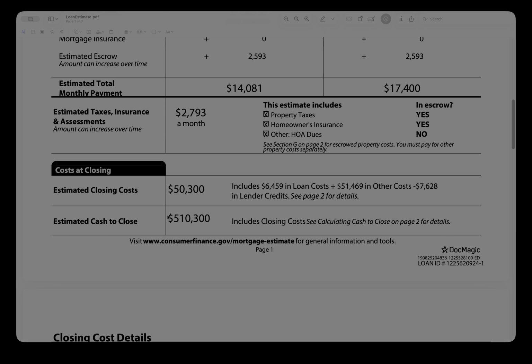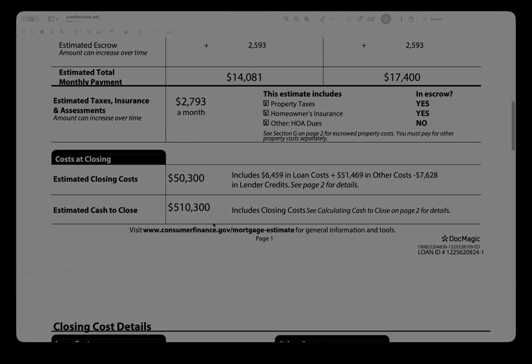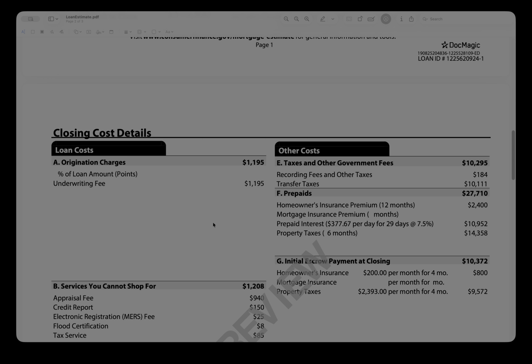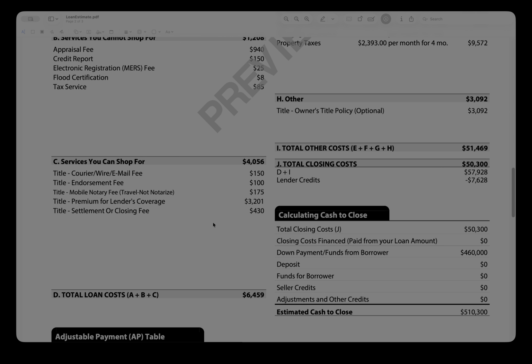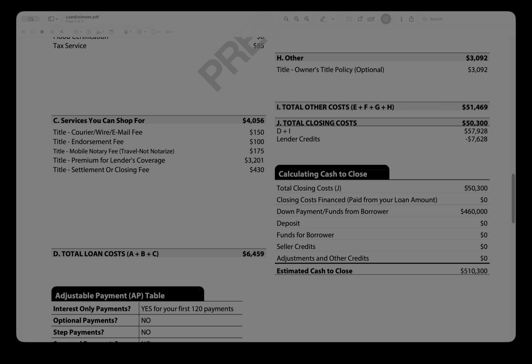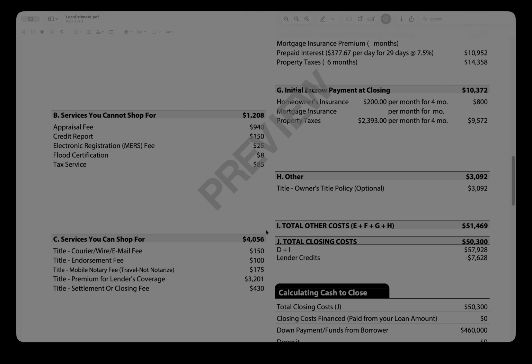Now, your question might be, what costs? Why is it $50,000? So, just as I mentioned, page one is a summary of all the details. On page two, you can dive a little deeper to understand what is causing this $50,300 to come up, right? So 460 is the down payment. There is extra closing cost of 50,000. That's where the 510,000 comes from. Let's look at what these costs are.